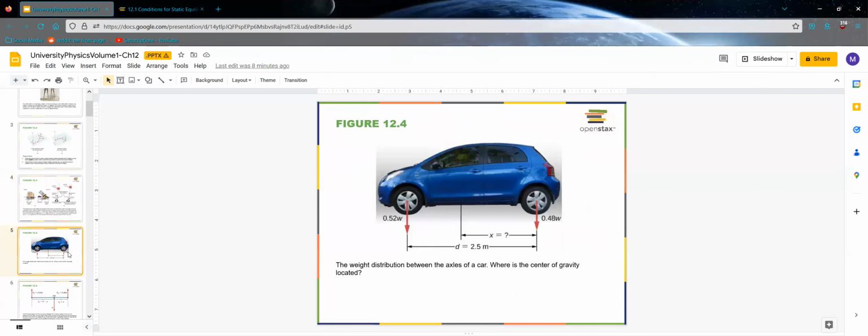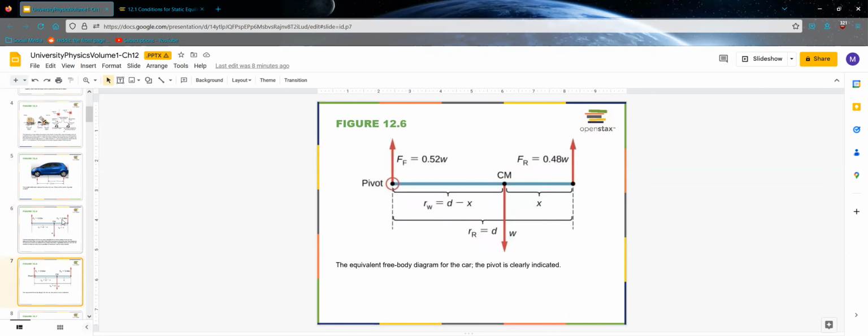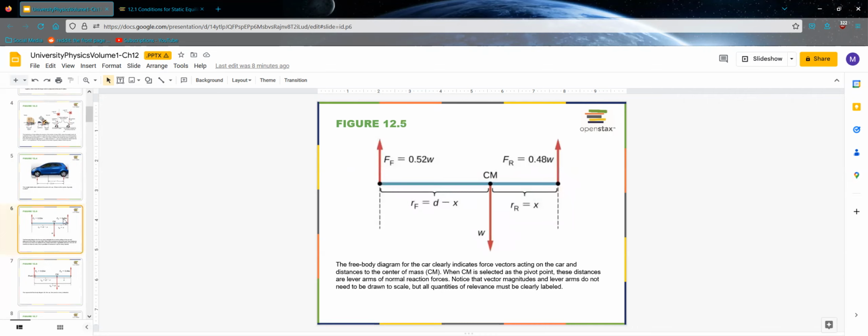Super useful stuff. Again, that's the picture for example 12.1. And here are some of the free body diagrams that go through that example. Notice here that as stuff gets more complicated, it's more and more important to write things down in a way that makes sense. Give yourself plenty of paper to solve these problems, because drawing out free body diagrams is super useful. For example, the little r sub f equals d minus x over there, that's a determining factor that is drawn out from drawing a free body diagram.